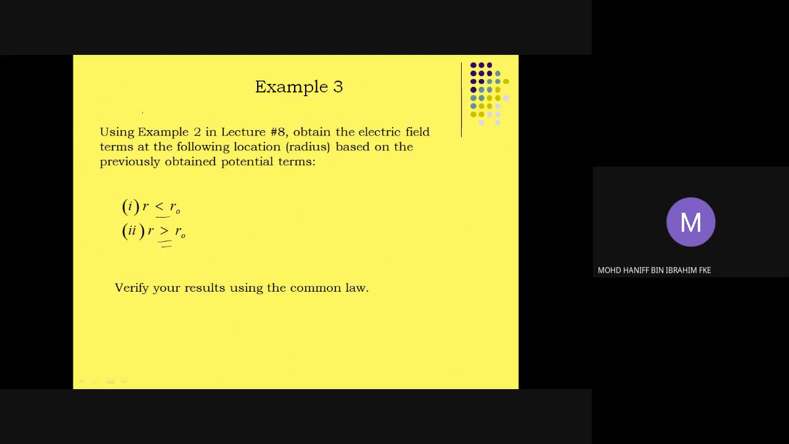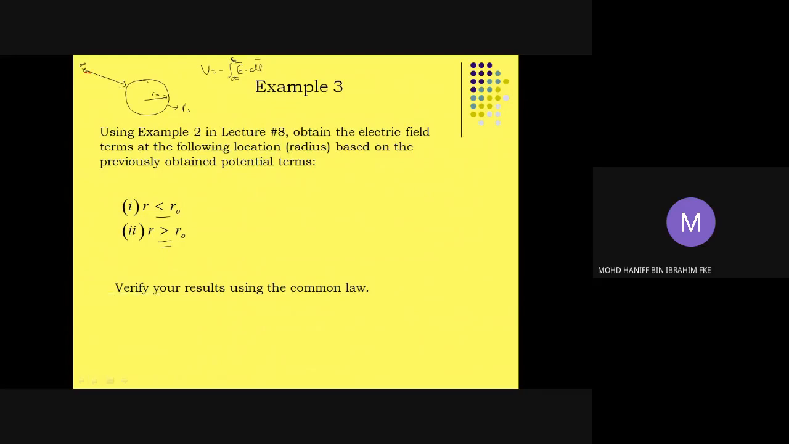So basically, the question is related to a spherical shell, radius of R naught, and we are given the charge of rho S. What we did last time is that we calculated the potential by using the equation of negative integration of E dot dl from infinity to the point of interest. For example, at R naught, we integrate from infinity to the point of R naught.